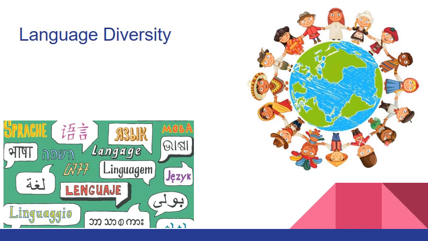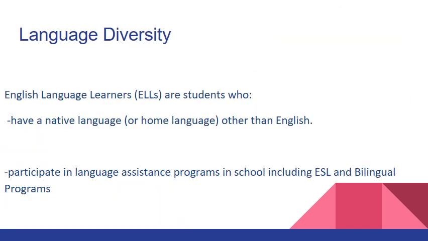Now let's talk about language diversity in U.S. schools. An important concept when we talk about language in U.S. schools is the classification of an English language learner, or ELL. An English language learner is a student who has a native language or home language that is different than English. Moreover, it's a student that qualifies for language assistance programs, such as ESL programs or bilingual programs.